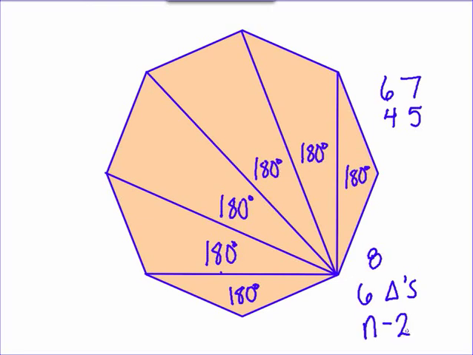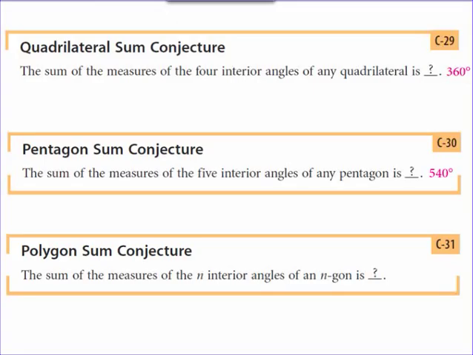And then what do I do with that number? I take that number times 180. And so that conjecture on the previous page: the sum of the measures of the n interior angles of an n-gon is 180 times n minus 2.